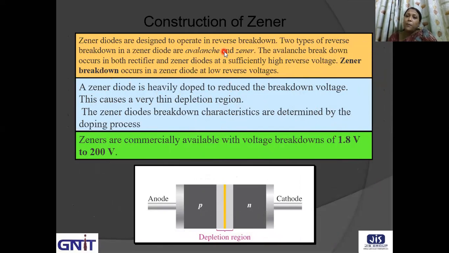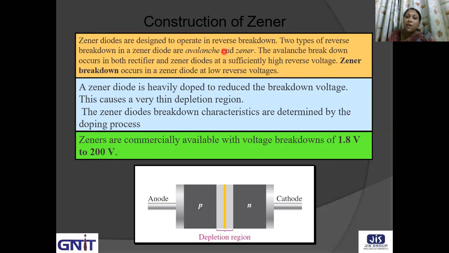Zener diode is designed to operate in reverse breakdown. Two types of reverse breakdown are there in a Zener diode, that is avalanche breakdown and Zener breakdown. Normally there is a concept that a Zener diode is always associated with Zener breakdown, but that is not true. There is also avalanche breakdown in a Zener diode. The avalanche breakdown occurs in both rectifiers and Zener diodes at a sufficiently high reverse voltage. Zener breakdown occurs in a Zener diode at low reverse voltage. This point should be noted: avalanche breakdown occurs at high reverse voltage and Zener breakdown occurs at low reverse voltage.